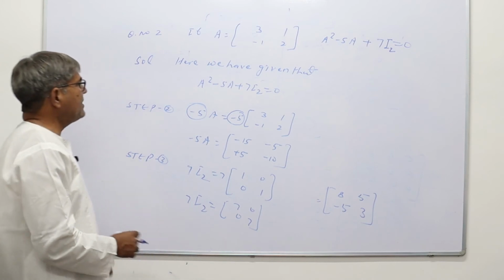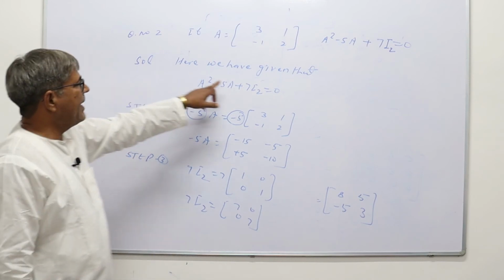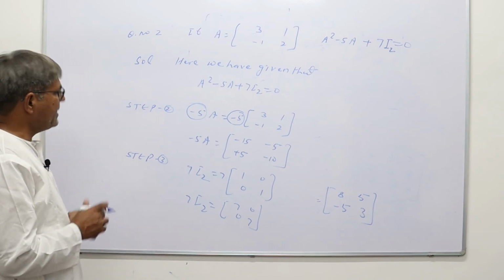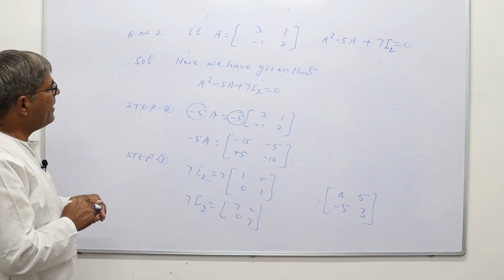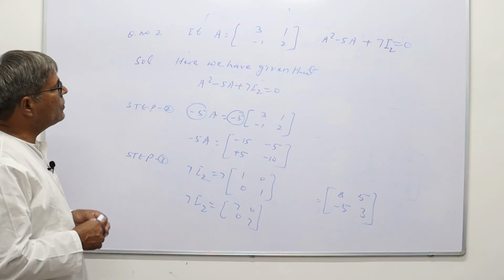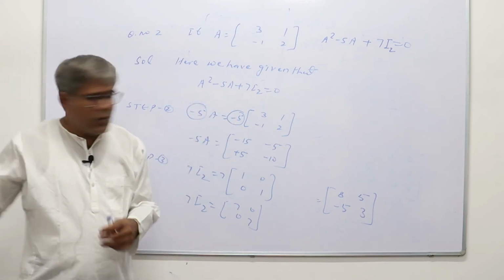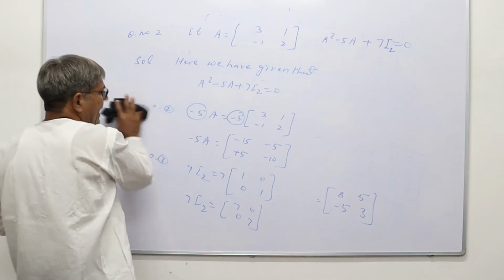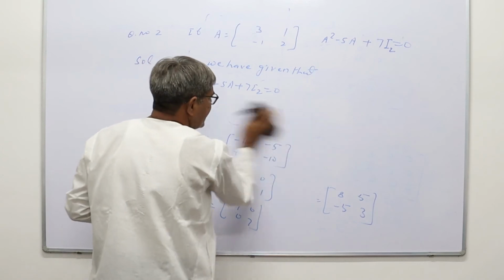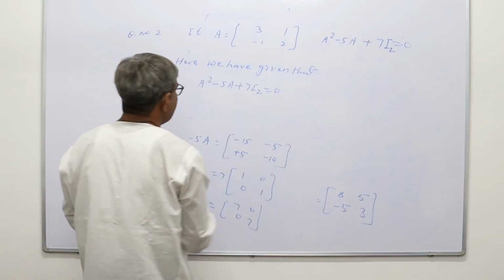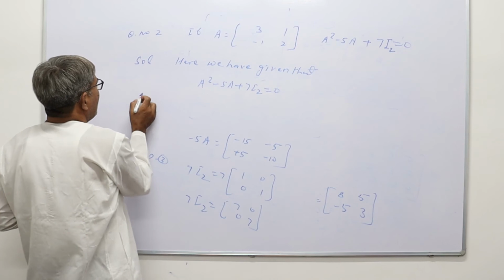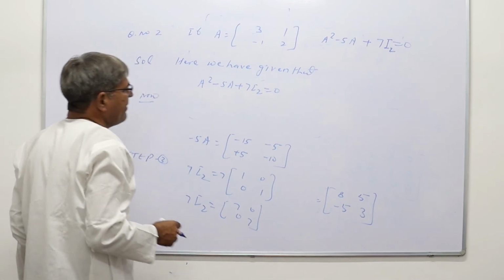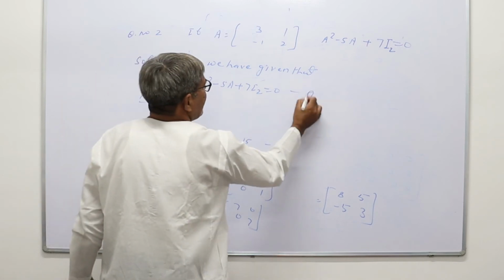Now in this way we will find A square, minus 5A and 7I2. Now to prove the given condition, we will put A square, minus 5A and 7I2 in the left hand side. So first of all, we will write A square. What is A square? A square is this. So now by substituting the values of A square, minus 5A and 7I2 in the given condition first.